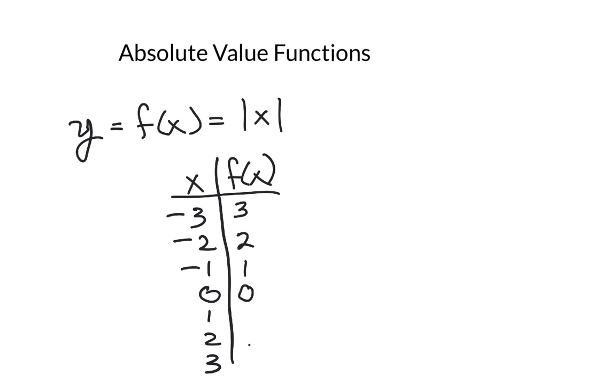The absolute value of 1 is not -1. Remember, it's 1. Absolute value of 2 is 2. Absolute value of 3 is 3, and so on. So we know numerically what that looks like. Let's take a look at what the graph of that absolute value function looks like.